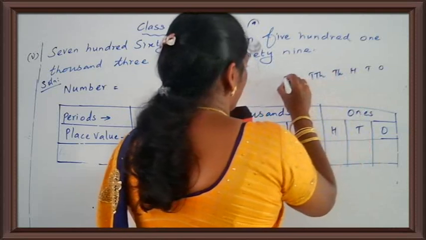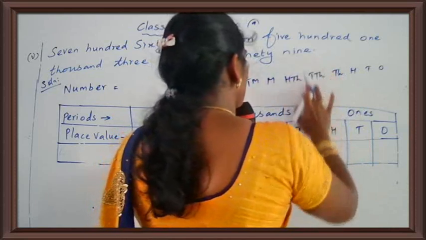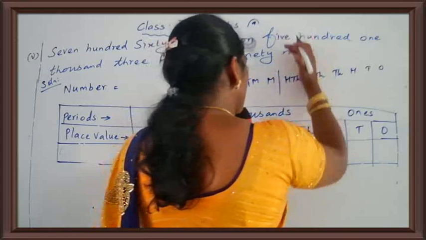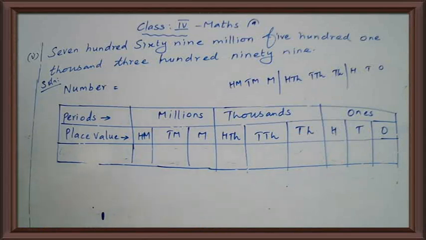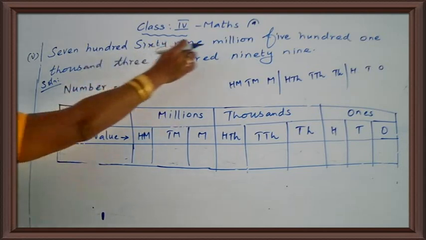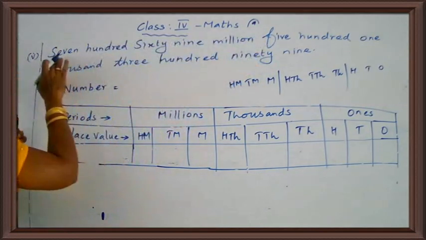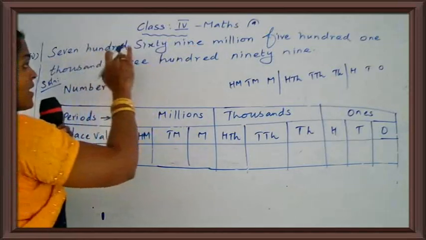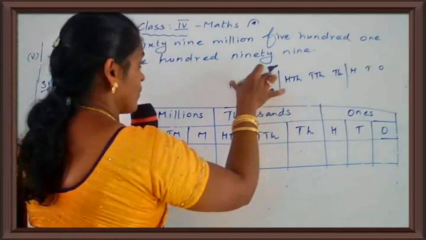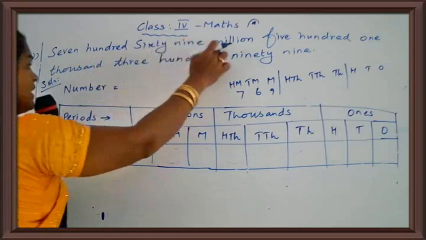100,000, million, 10 million, 100 million. Okay, this is the million period. This is the thousands period. Okay, children. Now you see the question. 769 million. Okay, 769 million. So in the million period, how much is there? 769. So you write 769. Okay. Next you come to the thousands period.